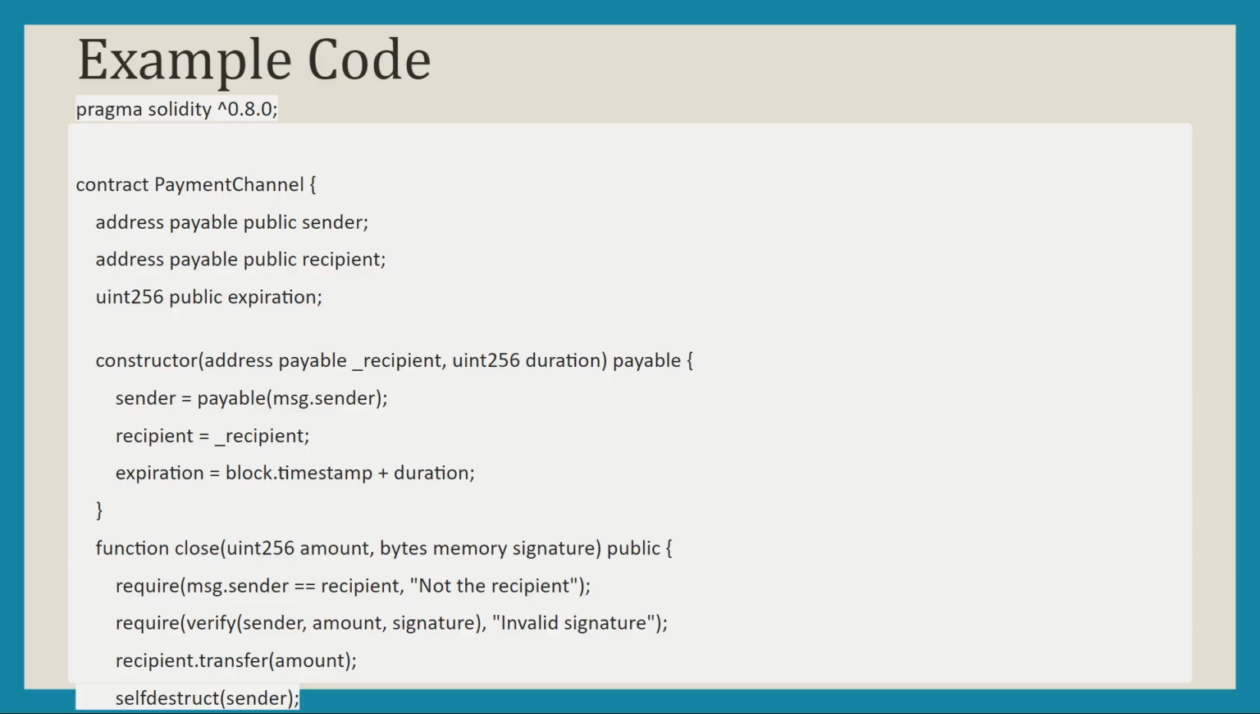Okay. Next, we have our close function. This function allows the recipient to close the payment channel and claim the specified amount. It ensures the caller is the recipient. It verifies the signature provided using the verify function. Then it transfers the specified amount to the recipient. And finally, at the end, it destroys the contract and sends any remaining balance to the sender.